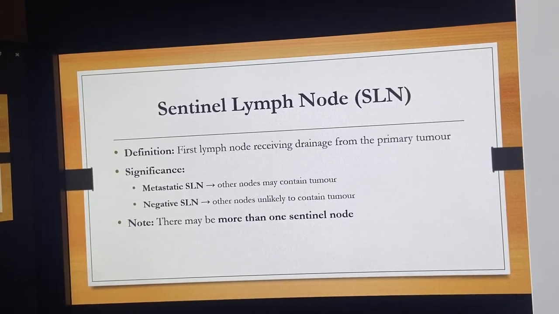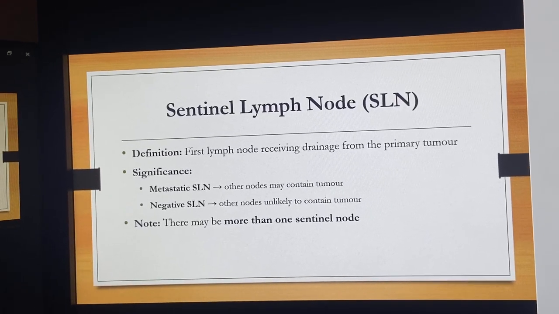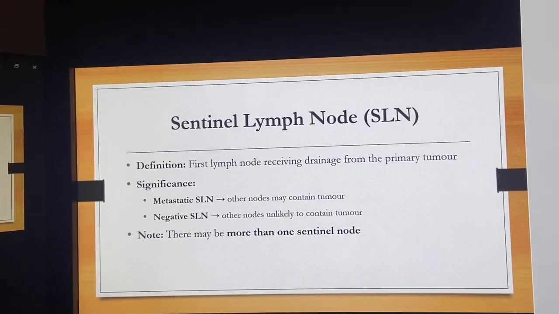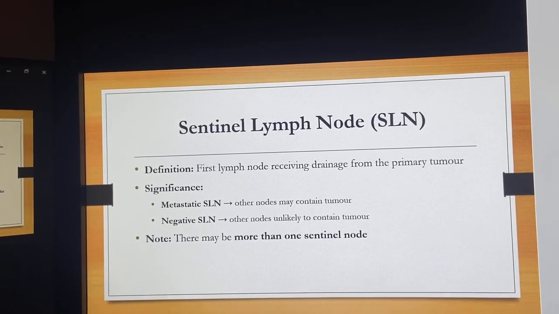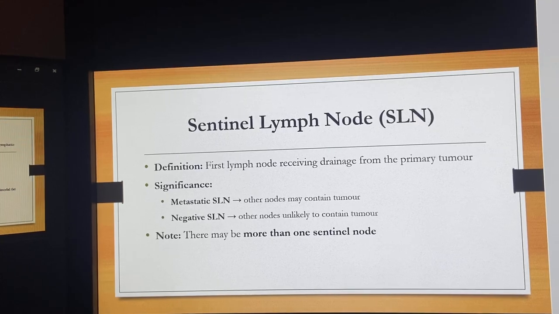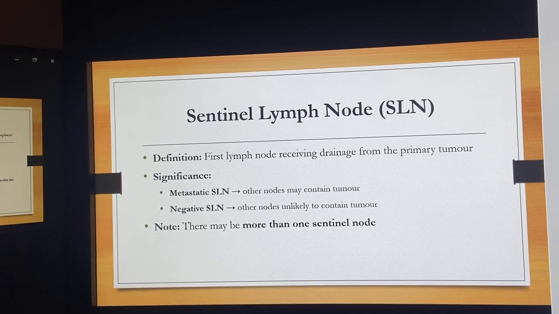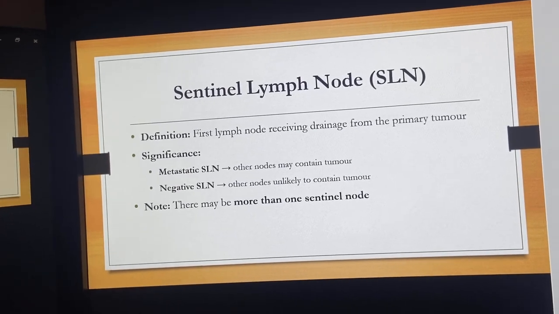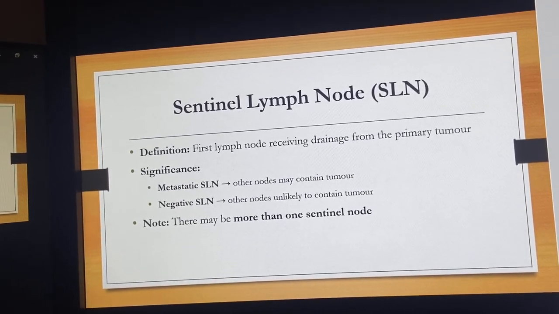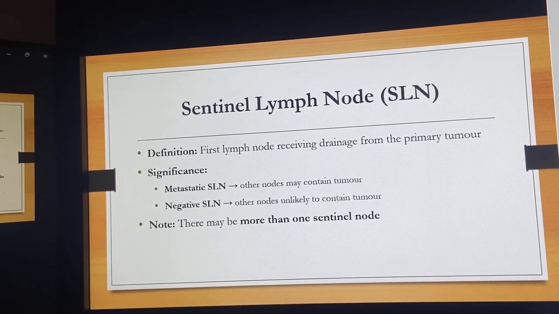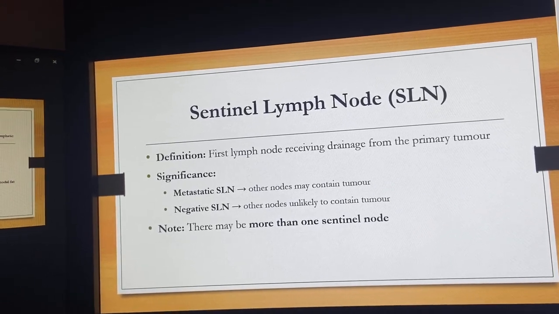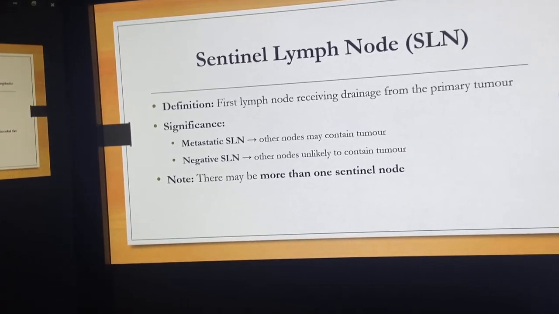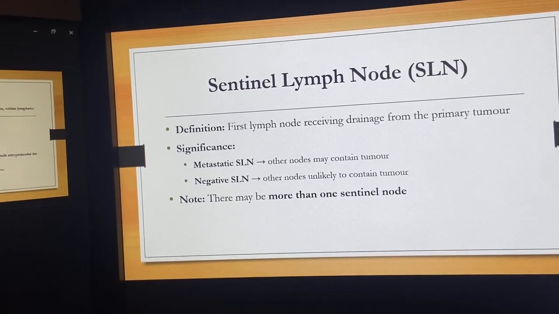Let's see what a sentinel lymph node is. A sentinel lymph node is the first lymph node that receives lymphatic drainage from the primary tumor. If it contains a metastatic tumor, this indicates that other lymph nodes may contain tumor. If the sentinel node does not contain metastatic tumor, other lymph nodes are less likely to contain tumor. Occasionally, there can be more than one sentinel lymph node.